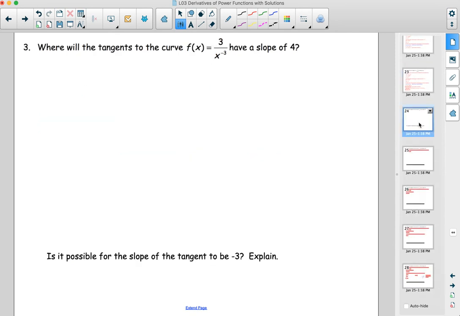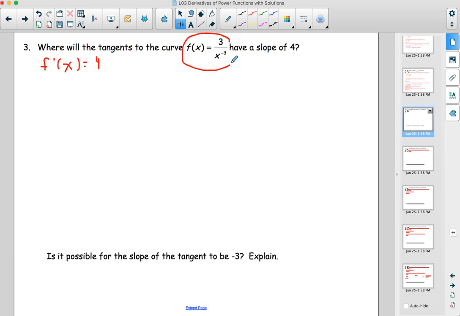All right, next question. Where will the tangents to this curve have a slope of 4? So this is what we're trying to find. We're going to change that from English to math. Where is f prime at x equal to 4? Anytime we're talking about slopes of tangents, we're talking about f prime. So now we need to know where f prime is 4. So of course the first step is find f prime.